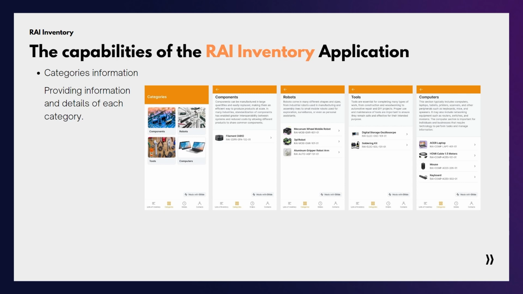I will give an example, like the robots. You can see the robots come in different shapes, and that information. Also, there is a list of items inside that category. So in the robots category, there are mechanism wheel mobile robot, three-ply robot, and aluminum gripper robot arm. These three items are based on the robots category, the same as the others.